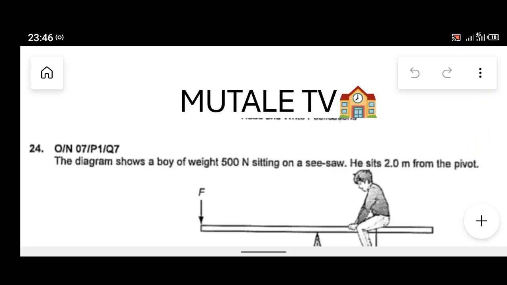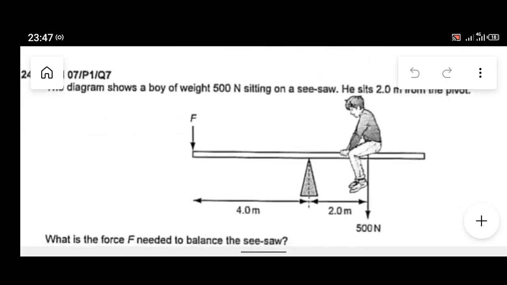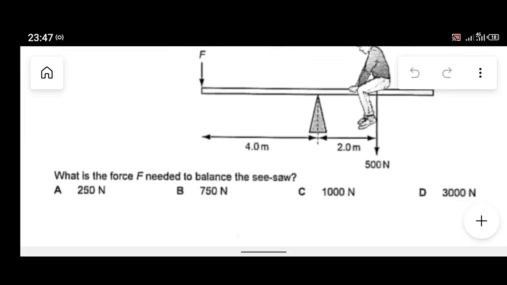Okay, so the question goes like this. The diagram shows a boy of weight 500 Newton sitting on a seesaw. He sits 2.0 meters from the pivot. Okay, let's look at our boy. So our boy here sits 2.0 meters from the pivot. So the question goes on saying, what is the force needed to balance the seesaw?